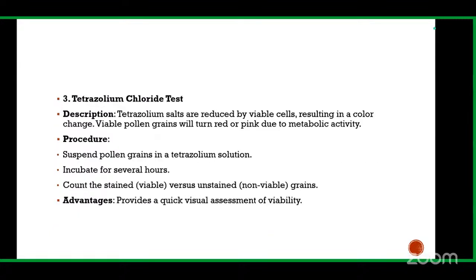Next is the tetrazolium chloride test. Tetrazolium salts are reduced by viable cells, resulting in a color change. Viable pollen grains will turn red or pink due to metabolic activity. So what happens? This tetrazolium salt is reduced by the viable cells, which results in a color change. The pollen grains which are viable will turn red or pink due to metabolic activity.